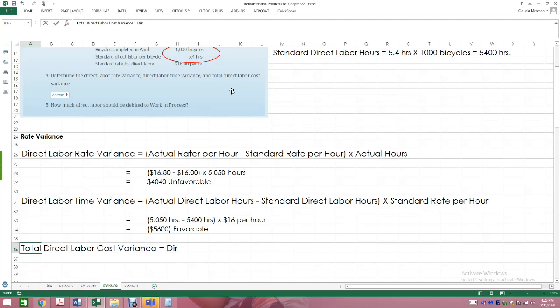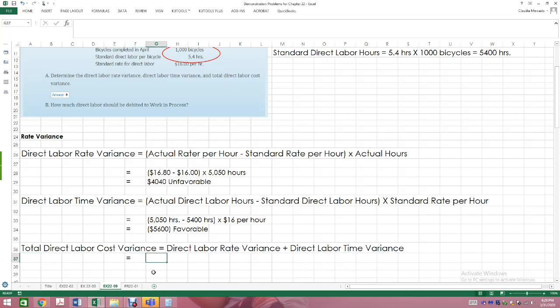And that is going to be your direct labor rate variance plus your direct labor time variance. So if you get either of these two incorrect, then that third one is going to be wrong. So you need to make sure that you get those correct.